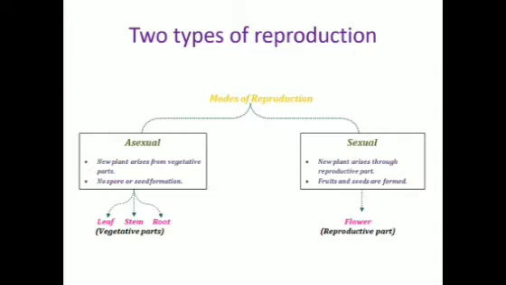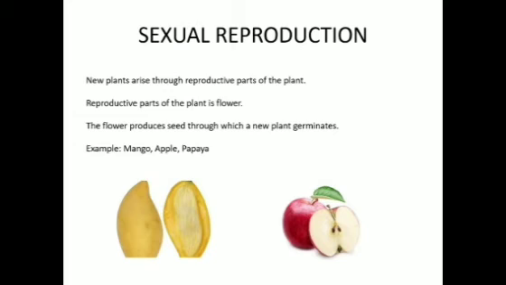There are two types of reproduction, asexual and sexual. Sexual reproduction is the process where plants arise through reproductive parts of the plant, which is the flower. The flower produces a seed through which a new plant germinates. Example, mango, apple and papaya.